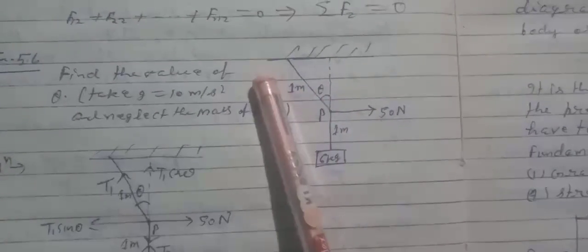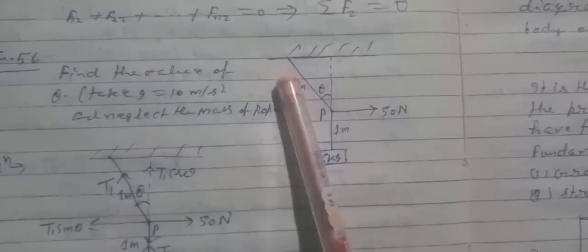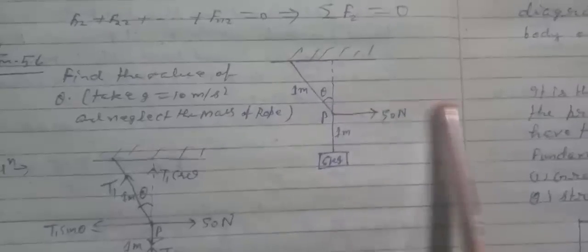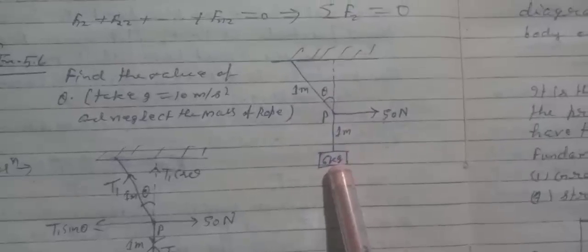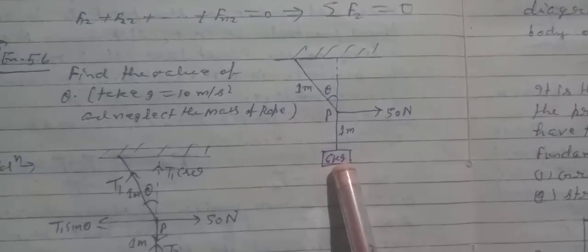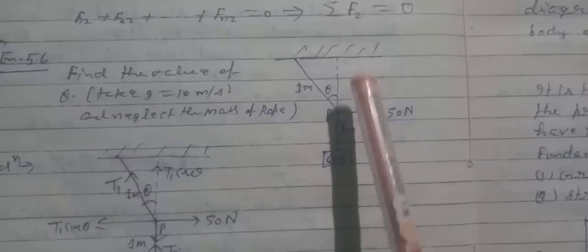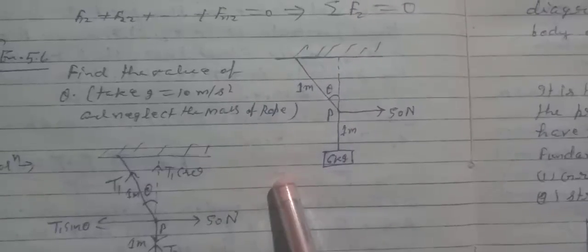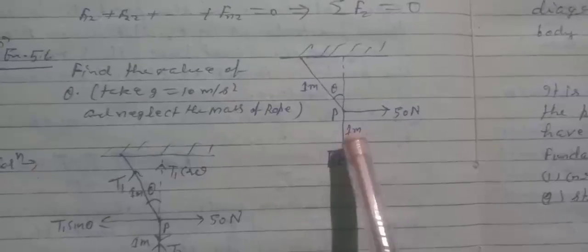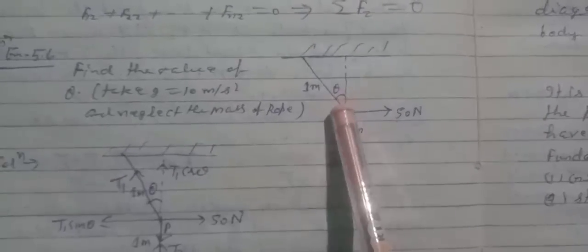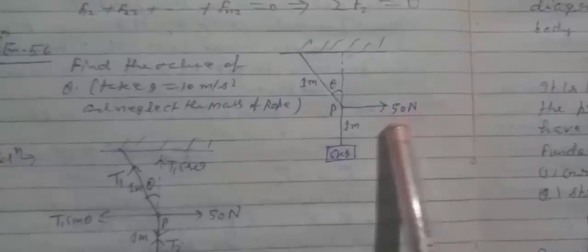The situation is that a mass is hung with a rope, and a force at point P is acting along this direction. The body and point P, with the body of mass 6 kg, are in equilibrium, that is, at rest. Then we have to calculate the value of theta, and other values are given. This length from here to here is given as 1 meter. Again, this length from here to here is given as 1 meter, and the force acting in this direction is 50 Newton.